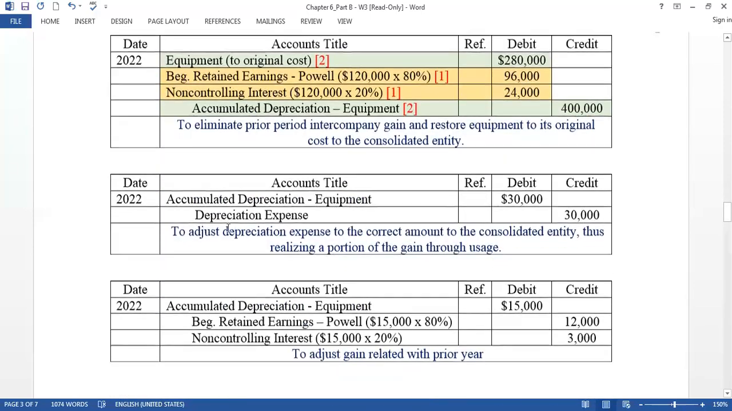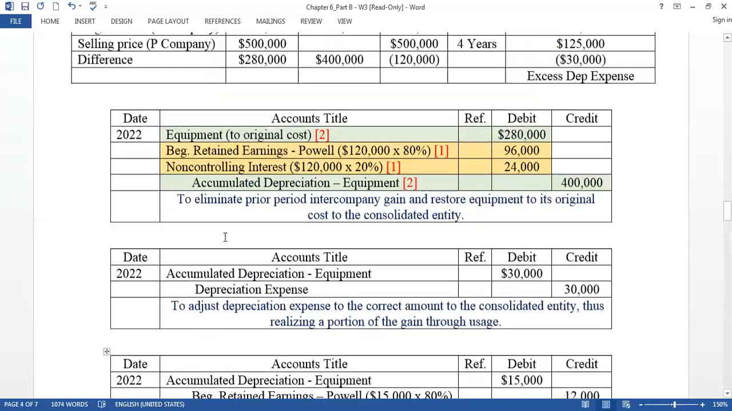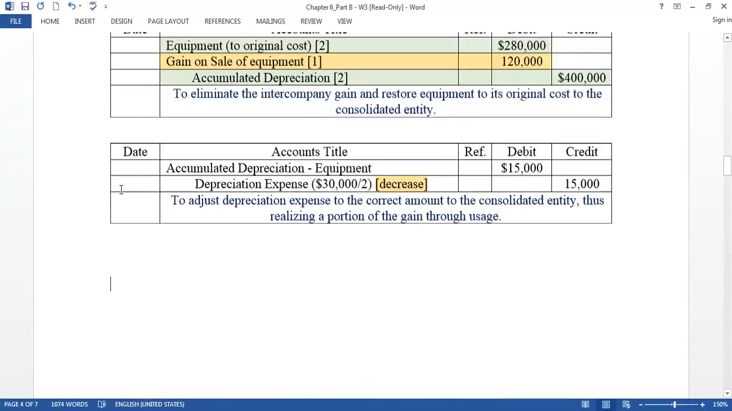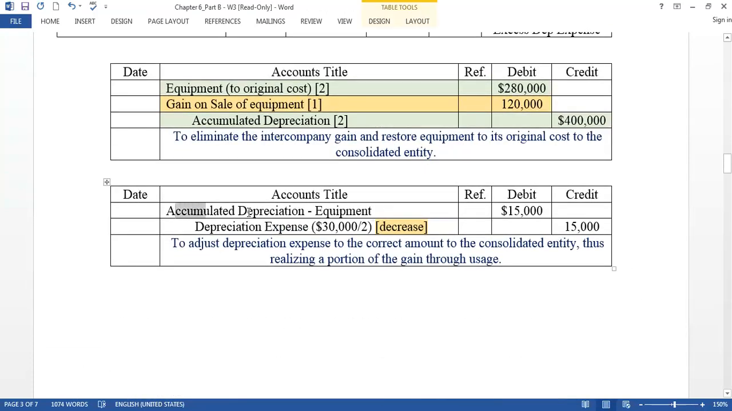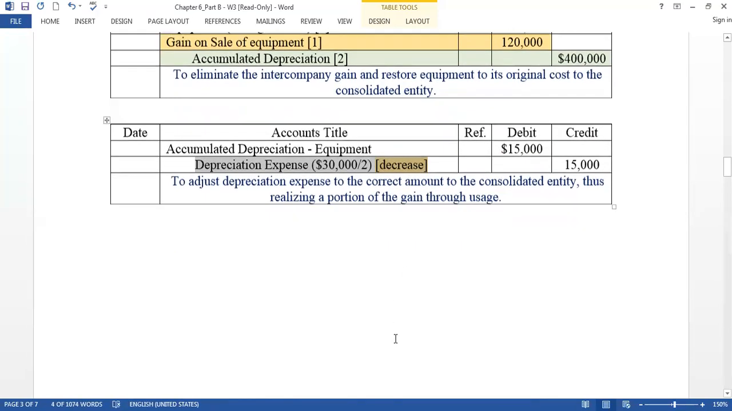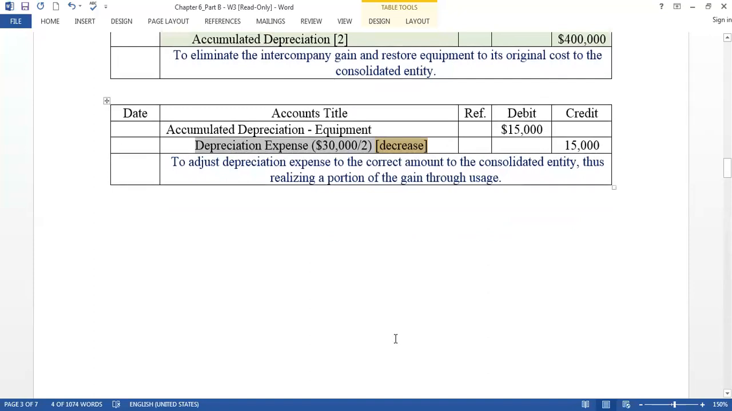So this is a journal entry. We just copy the same. We record accumulated depreciation debit, okay? And because of depreciation expense, we have higher net income. And this higher net income, we are going to allocate.